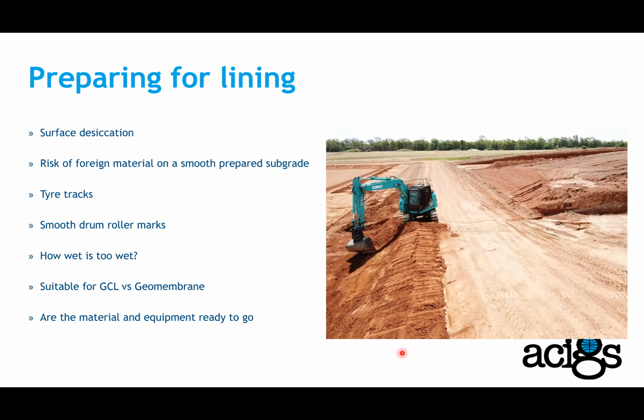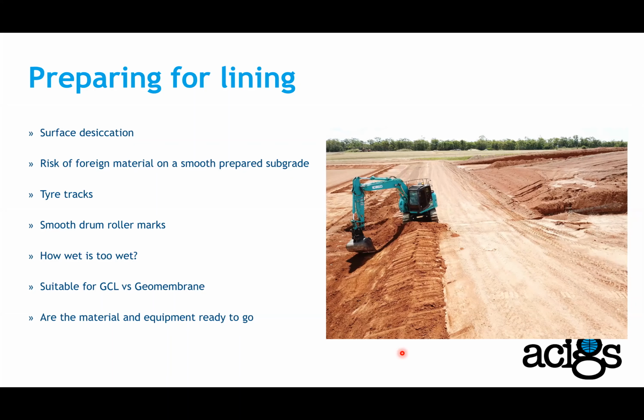Preparing for lining, which is the subgrade preparation. Some of the risks associated with the preparation of the lining is surface desiccation. So this is a very common issue on a lot of construction sites. We need to consider that. Risk of foreign material on a smooth prepared subgrade. So again, if the subgrade has any foreign material or any sort of sharp angle or any big size material included in the subgrade, that needs to be removed before the material goes in.